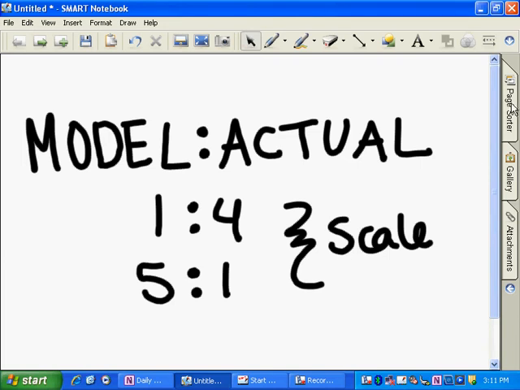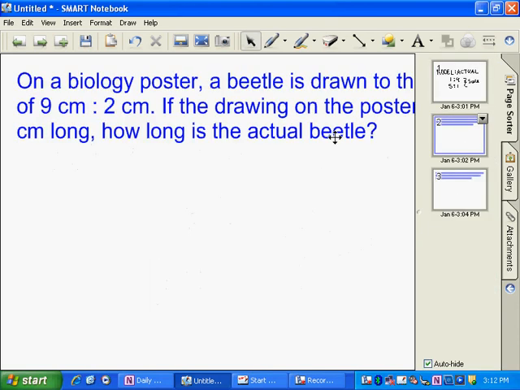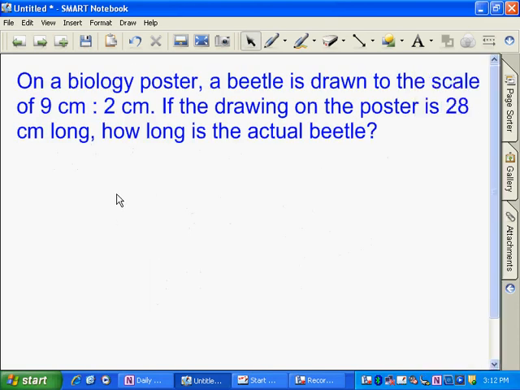Okay, so I'm going to show you a couple of examples, but I want you to remember that everything we're going to use is model to actual, okay? So this first example right here, it says, on a biology poster, a beetle is drawn to the scale of 9 centimeters to 2 centimeters. That's the model is 9 centimeters, whereas in actuality, it's only 2 centimeters long. If the drawing on the poster is 28 centimeters long, how long is the actual beetle?